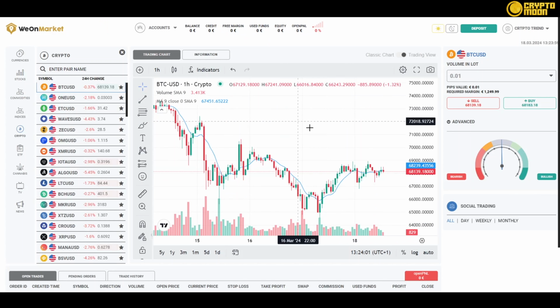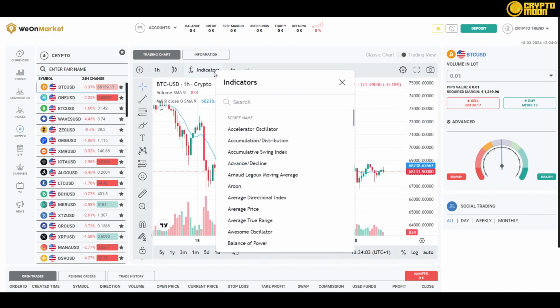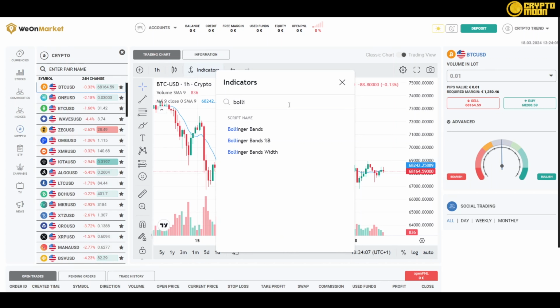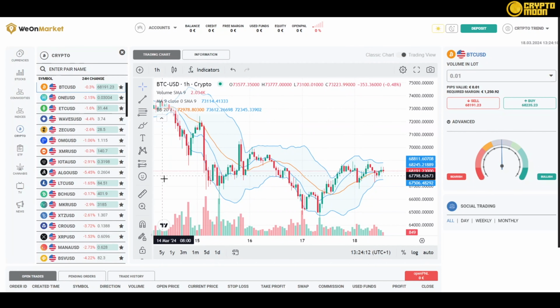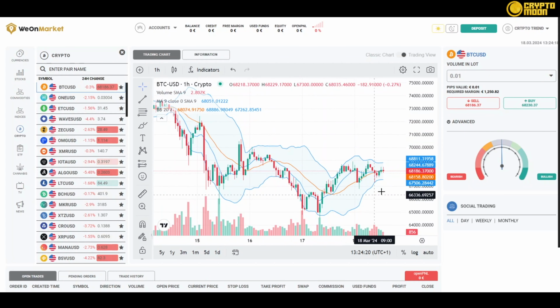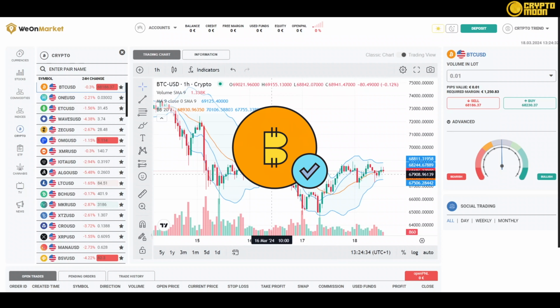And I'm going to now show you how to use the Bollinger Bands on WeOnMarket. So you go to indicators and you just search for Bollinger Bands, and you just select this one. As you can see here, this is the Bollinger Bands. This is the middle line that I talked about, and it's practically a moving average. And these are the two other lines, this one, the blue one, and the other blue. As you can see here, you can see the fluctuation or the volatility of Bitcoin based on the time.